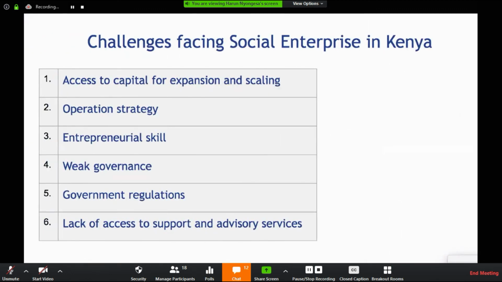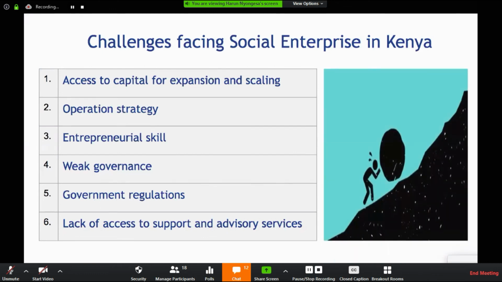So challenges, it's not a bed of roses running a social enterprise. We have these 6 major challenges facing social enterprises in Kenya that make it an uphill challenge starting and maintaining a social enterprise.